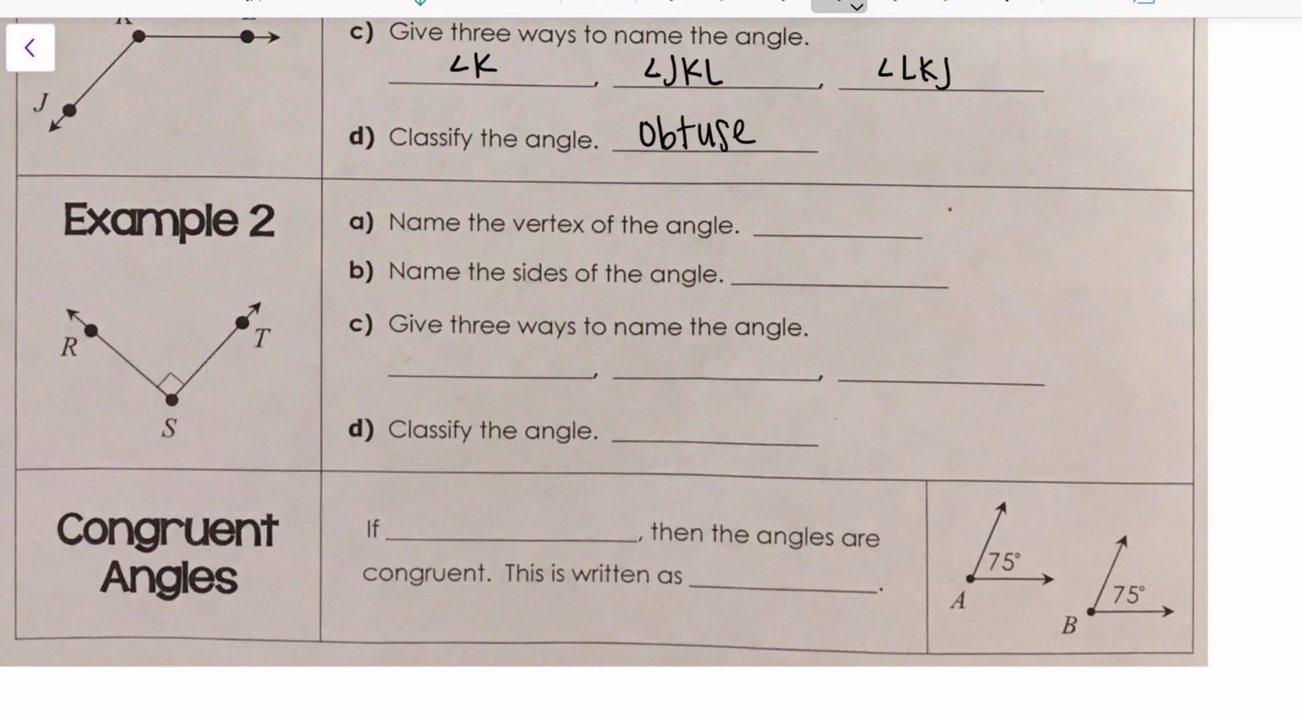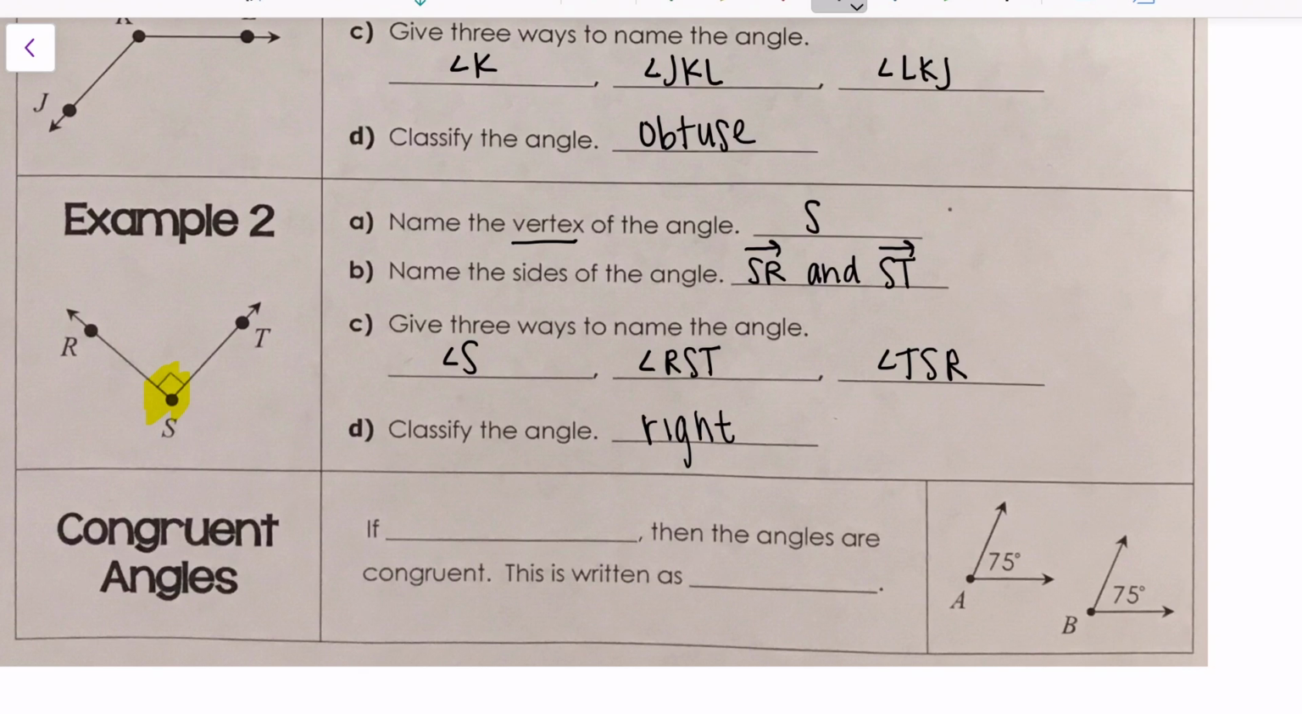All right, let's see another example here. I'm going to name the vertex. It's just a point, it's S. Let's name the sides. I'm going to start with my vertex: ray SR and ray ST. Then I'm going to name the angle. I will start with my vertex, so angle S. Then I will include my other endpoints, putting S in the middle, just to show that that is my vertex. Now when I classify, there is an important symbol over here. That is a right angle. Right on.